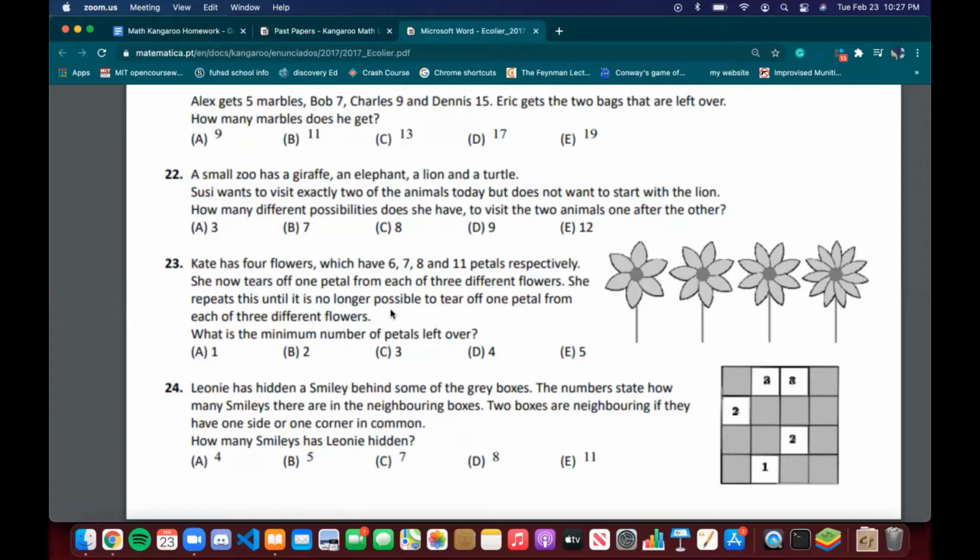For problem 23, Kate has 4 flowers, which have 6, 7, 8, and 11 petals. She now tears off 1 petal from each of 3 flowers, then repeats this until it is no longer possible to tear off 1 petal from each of 3 different flowers. What is the minimum amount of petals left over?